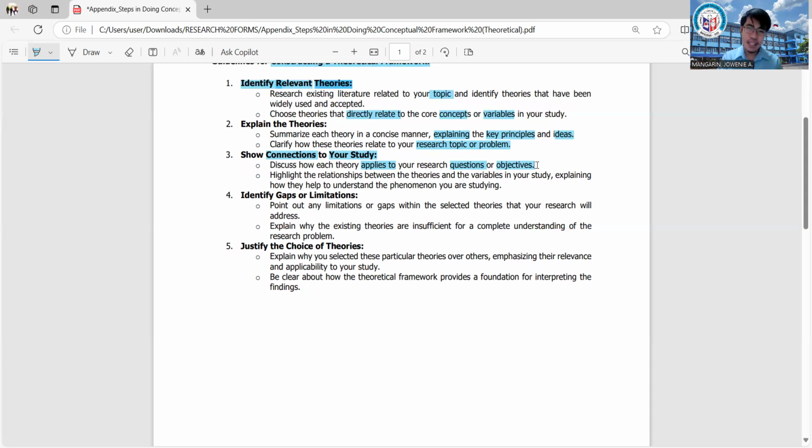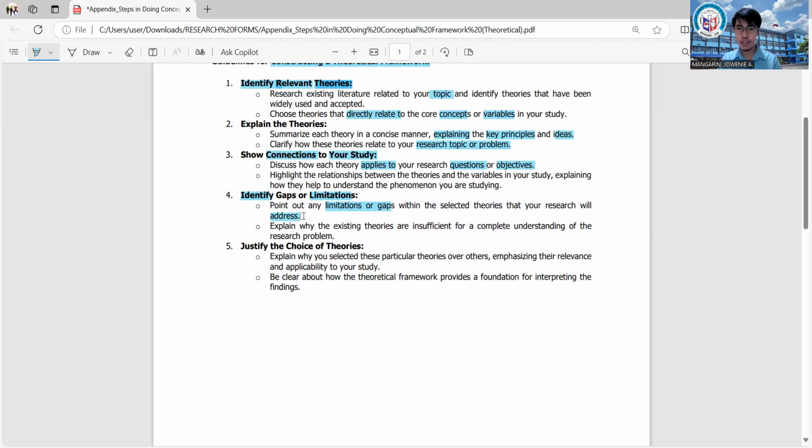Okay? Then after that is we have to identify the gaps and limitations that are present on this particular theory. Anong kaya yung weak point na tingin mo meron yung theory na yun na maaaring makaapekto on your research paper? O di kaya naman, ano kaya yung limitation ng theory na yon na gusto mong i-address sa paper mo?